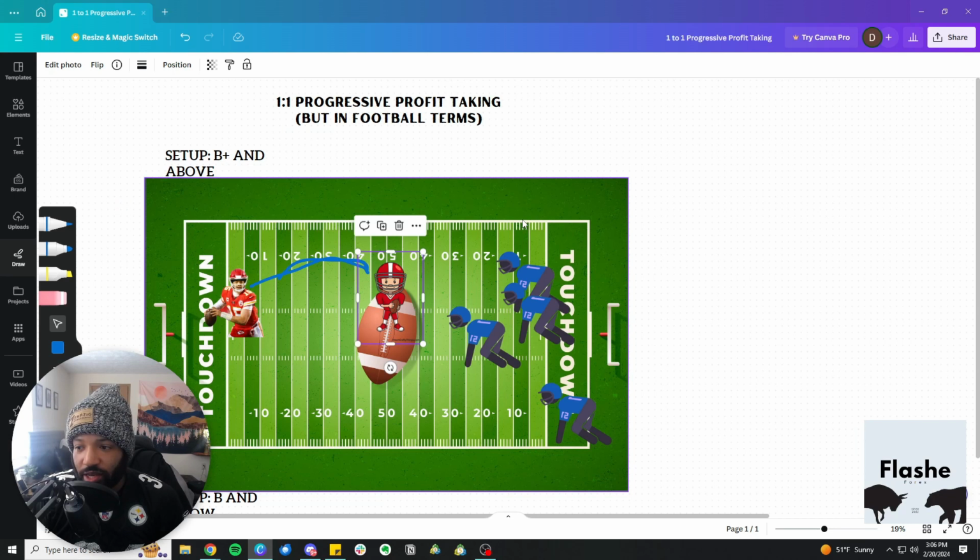Let me know if you guys like this different, more artistic breakdown of how you can do risk management with your trades.